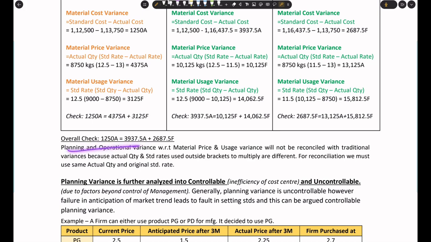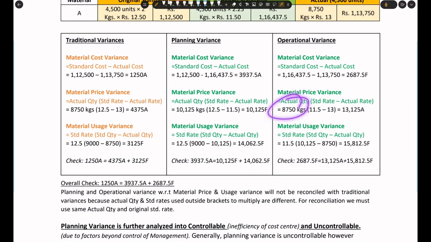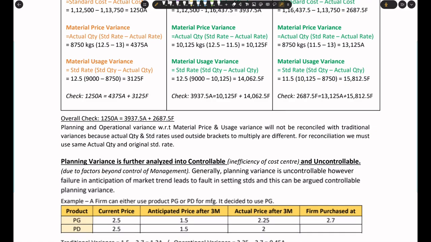Planning and operational variances with respect to material price and usage variance will not reconcile with the traditional variance, because the actual quantity and standard rate used outside the brackets to multiply are different. The actual quantity is different here. So for reconciliation we must use the same actual quantity and original standard rate.